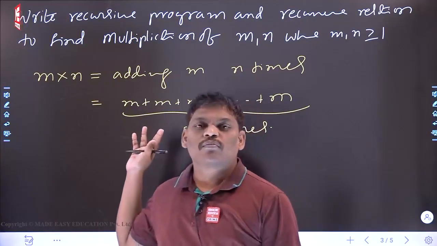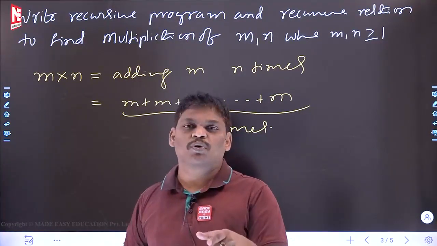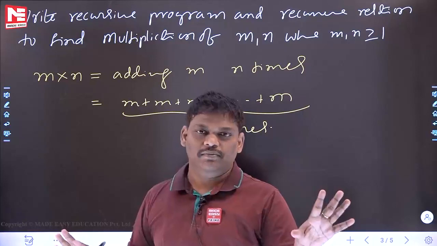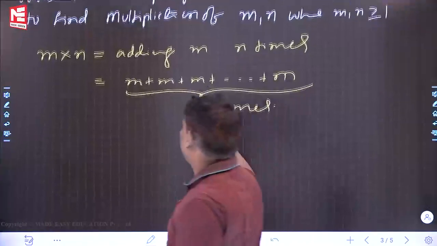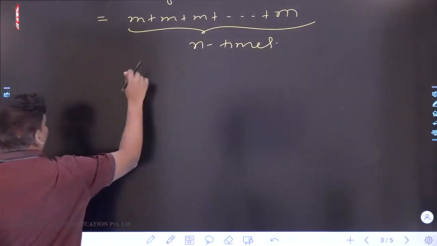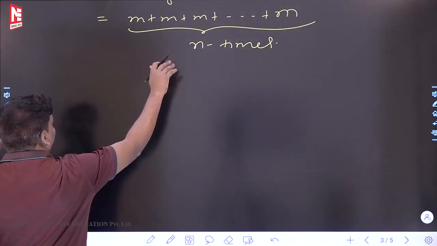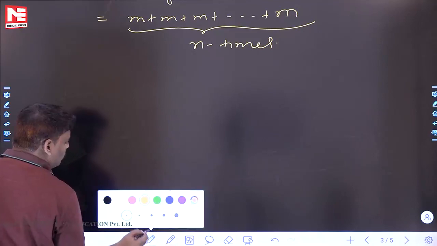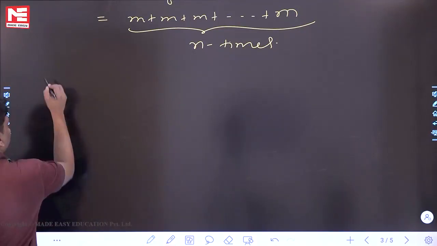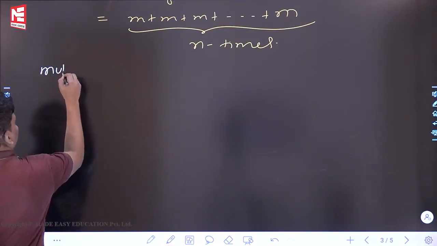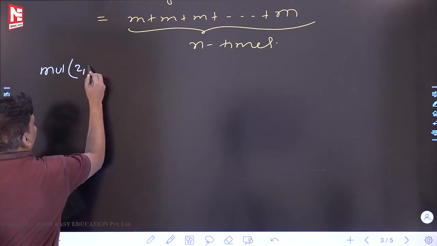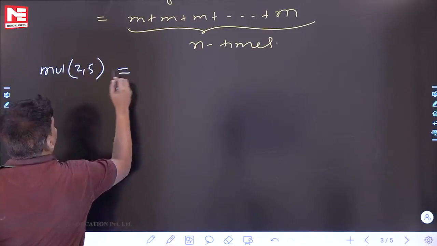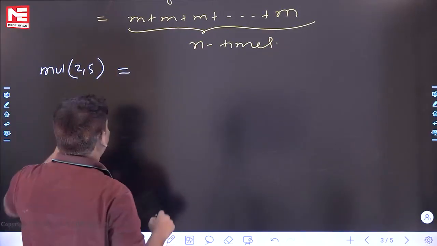What is our goal? Multiplication of m comma n: we should write the recursive program and the recurrence relation. I have written the logic also. If you are okay with this logic, see the example. After the logic is over, see the example. See this: multiplication of m comma n, anything is fine, let m comma n be 2 comma 5. Multiplication of 2 comma 5 is equal to what?